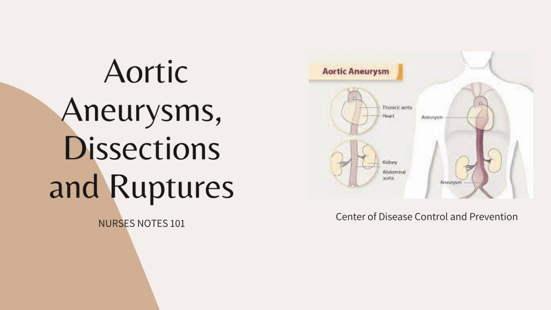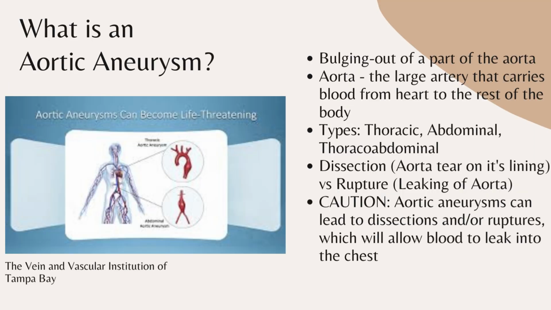This is Alexa. So, today we will be going over aortic aneurysms, aortic dissections, and aortic ruptures. As hopefully most of you know, an aortic aneurysm is a bulging out of part of the aorta. The aorta is a large artery that carries blood from the heart systemically to the rest of the body.